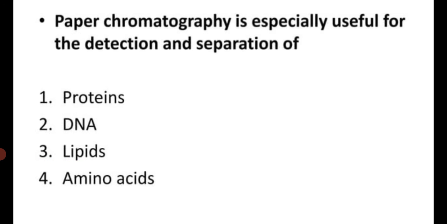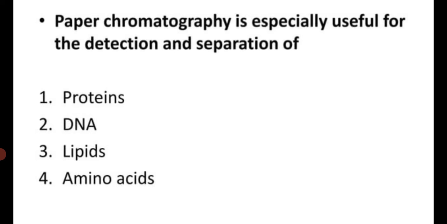The first question: paper chromatography is especially useful for the detection and separation of. The correct answer for this question is option 4, that is amino acids. By using paper chromatography, we can separate and detect the amino acids in a mixture. Paper chromatography is a technique used for separation of compounds based on differential solubility in a stationary phase and a mobile phase. In amino acid separation by paper chromatography, the solvent travels across the paper and carries the amino acid with it.